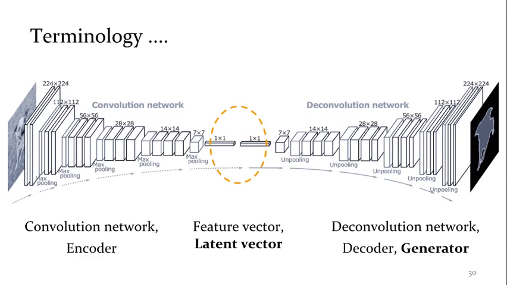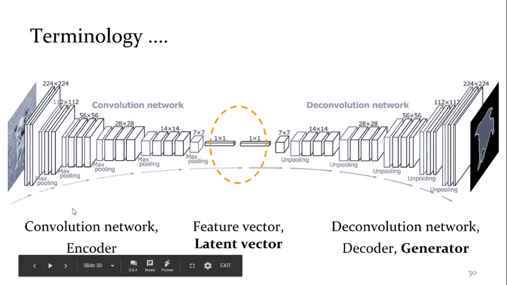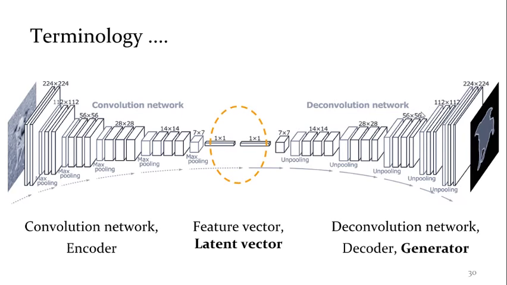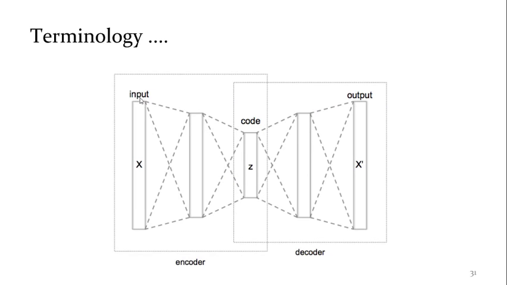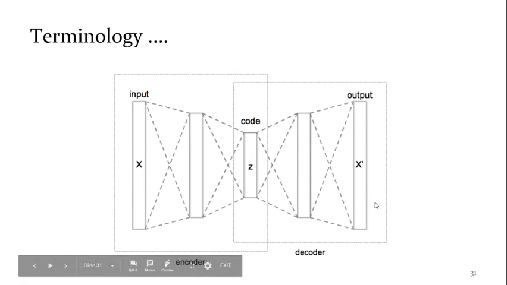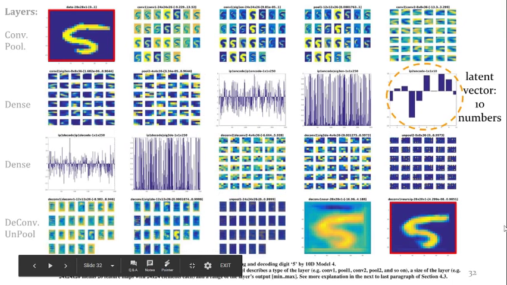As I was saying, the naming scheme is a bit difficult. They are using a lot of names for the same thing. They call it convolution network or encoder. This is a feature vector or also latent vector, and this is the deconvolutional network or also decoder or also generator. Basically, those are the same terms. I will be trying to stick to generator for this, encoder for this, and feature vector or latent vector here, but it means the same thing. Also, we can call it input, some code, and some output.